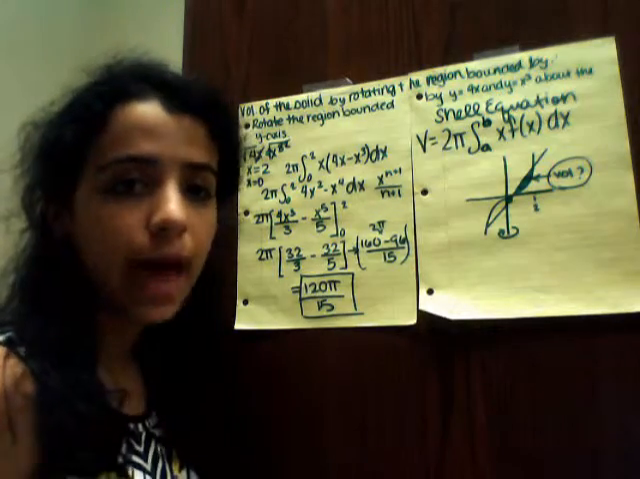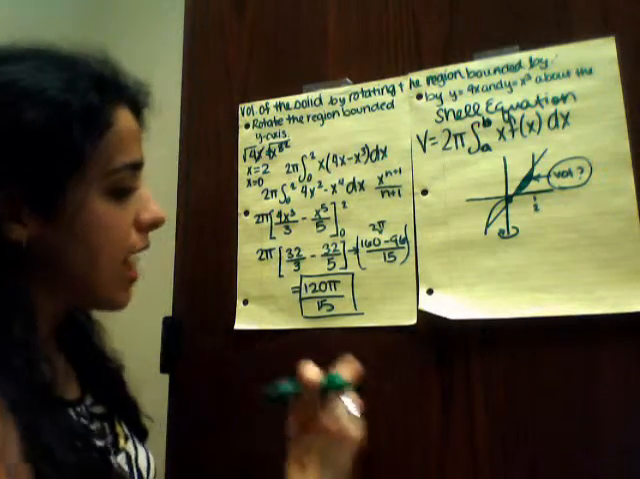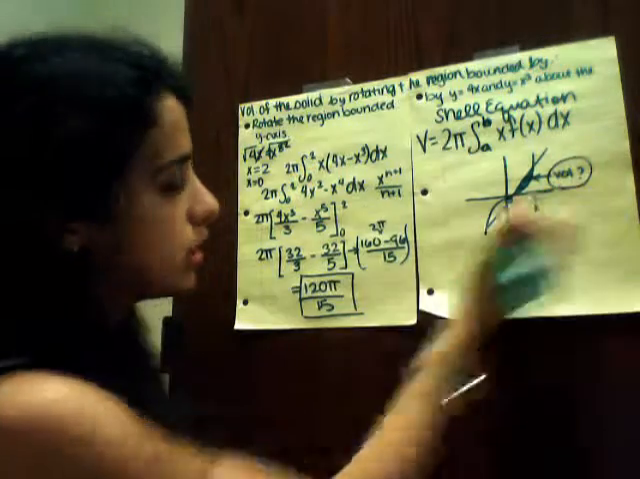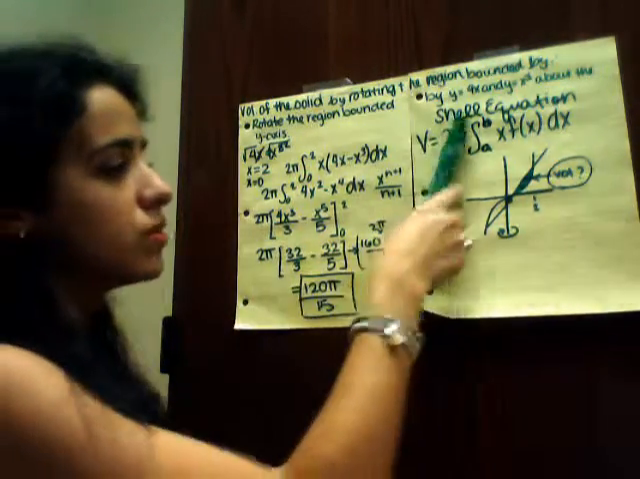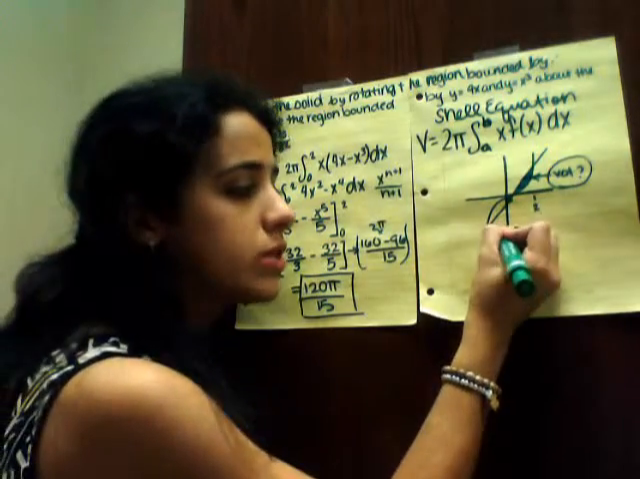As a quick recap, we can finally say that the volume of this solid is going to be 120 pi over 15 because of the shell equation as it rotated about the y-axis.